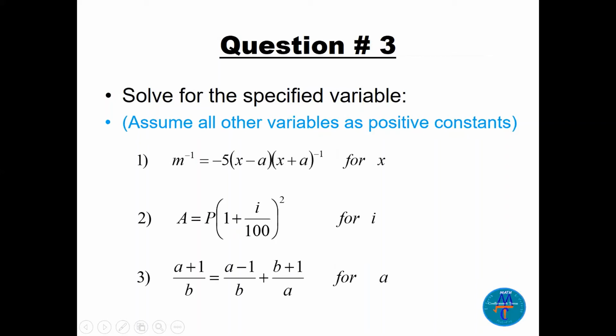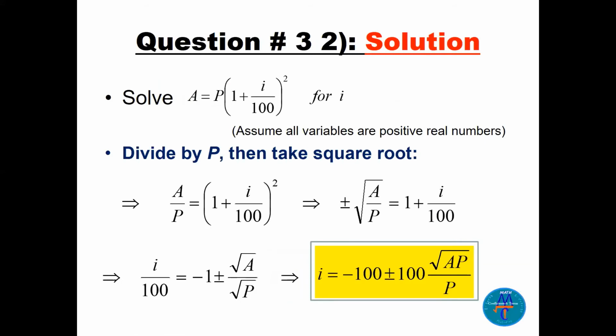A is equal to P times (1 plus I over 100) all squared. Solve for I. Oh boy, remember this is a power equation. Okay, look at this. A equals P times this. Let's divide by P. So I get A over P is equal to 1 plus I over 100, squared. See, I have squared here, so I call it a power equation. We did that just a few minutes ago.